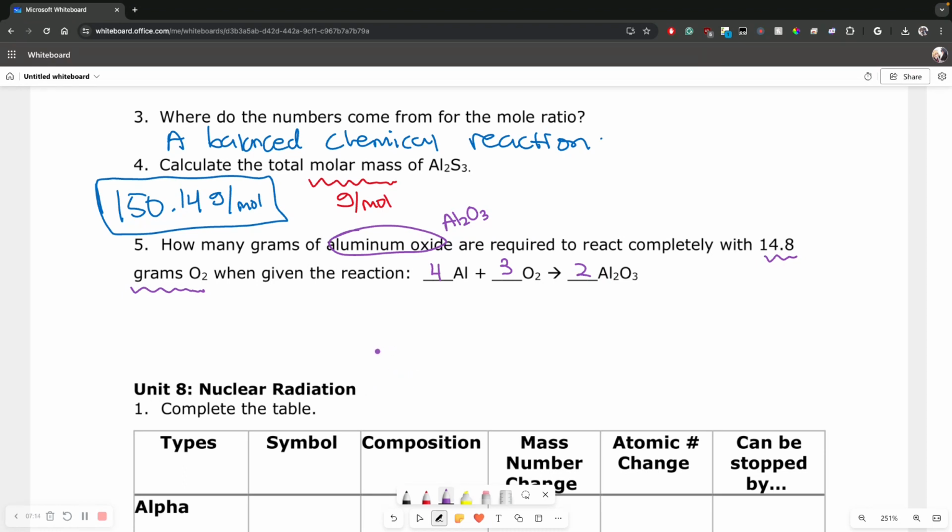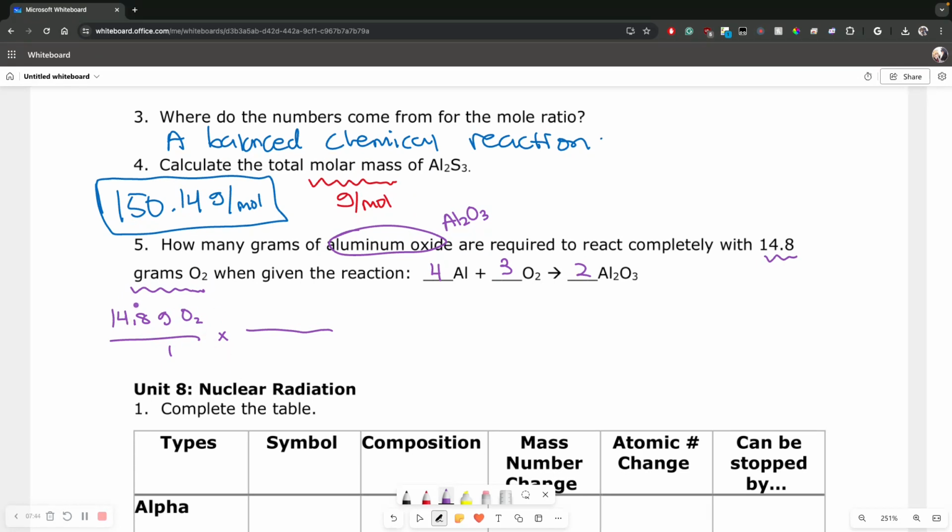And using this balanced chemical reaction, we can use mole ratio to solve this question. So we always start with what we are given, 14.8 grams of O2. Times sign, draw a line, of course. And so what do we need to put on the bottom? Well, we need to put the gram value. We're going to use grams per mole. Remember this from earlier? That is going to be our conversion factor for this case.